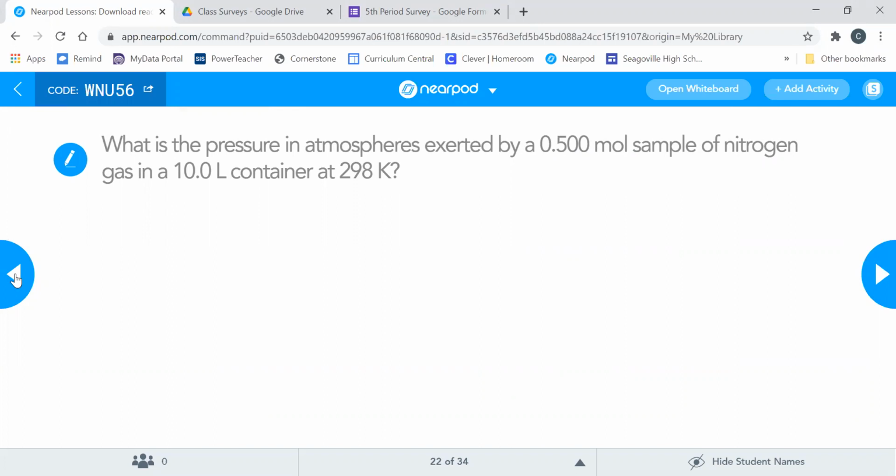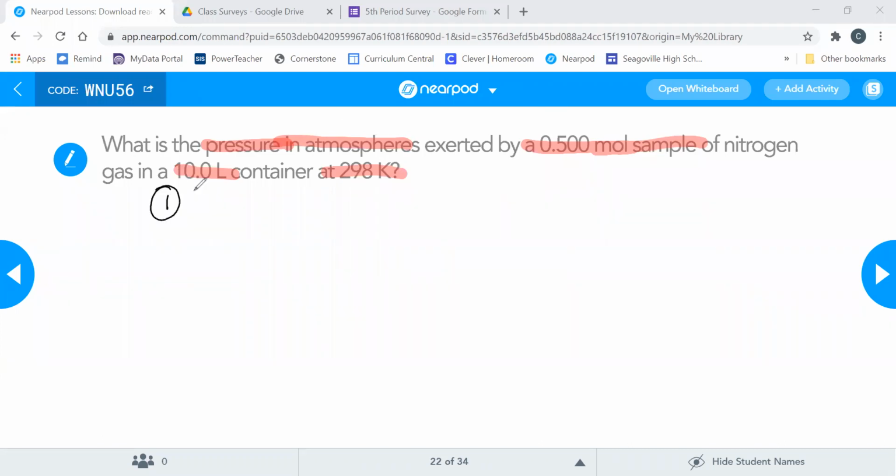This is another example that I can go through. Well, I'll make you guys do this one in class. It says, what is the pressure in atmospheres exerted by a 0.5 mole sample of nitrogen gas in a 10-liter container at 298 Kelvin?